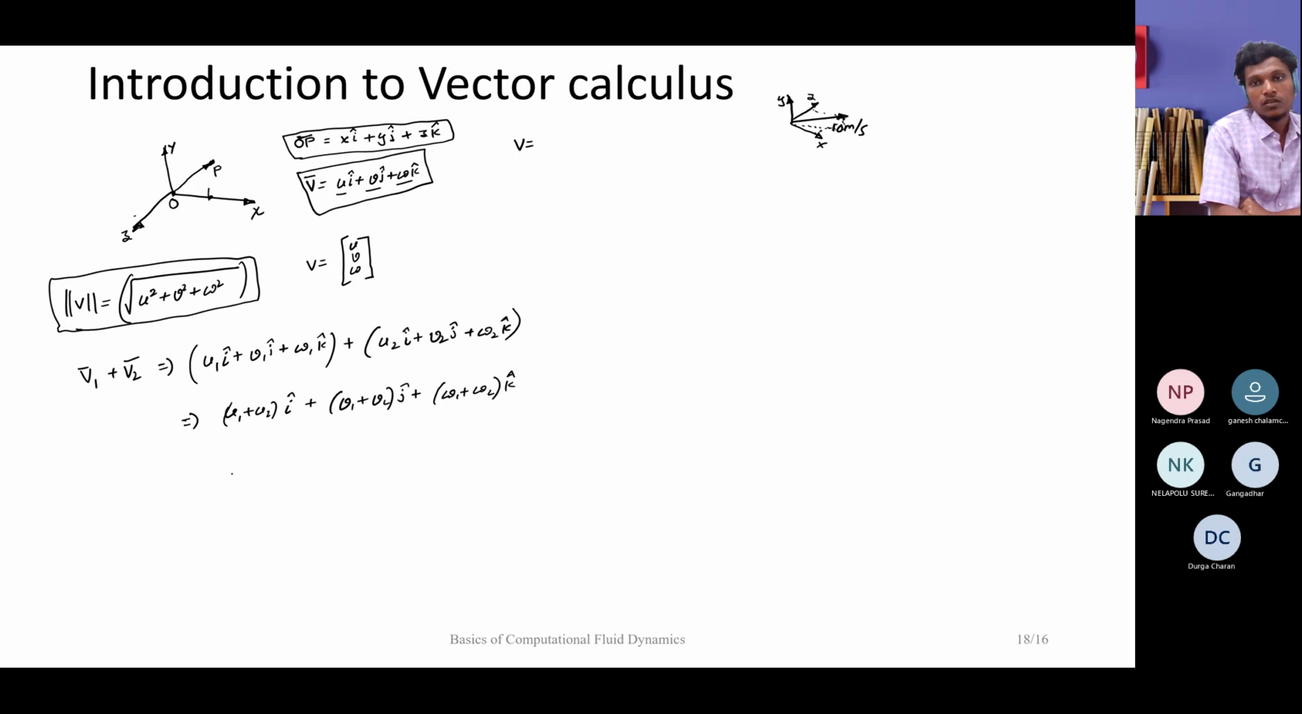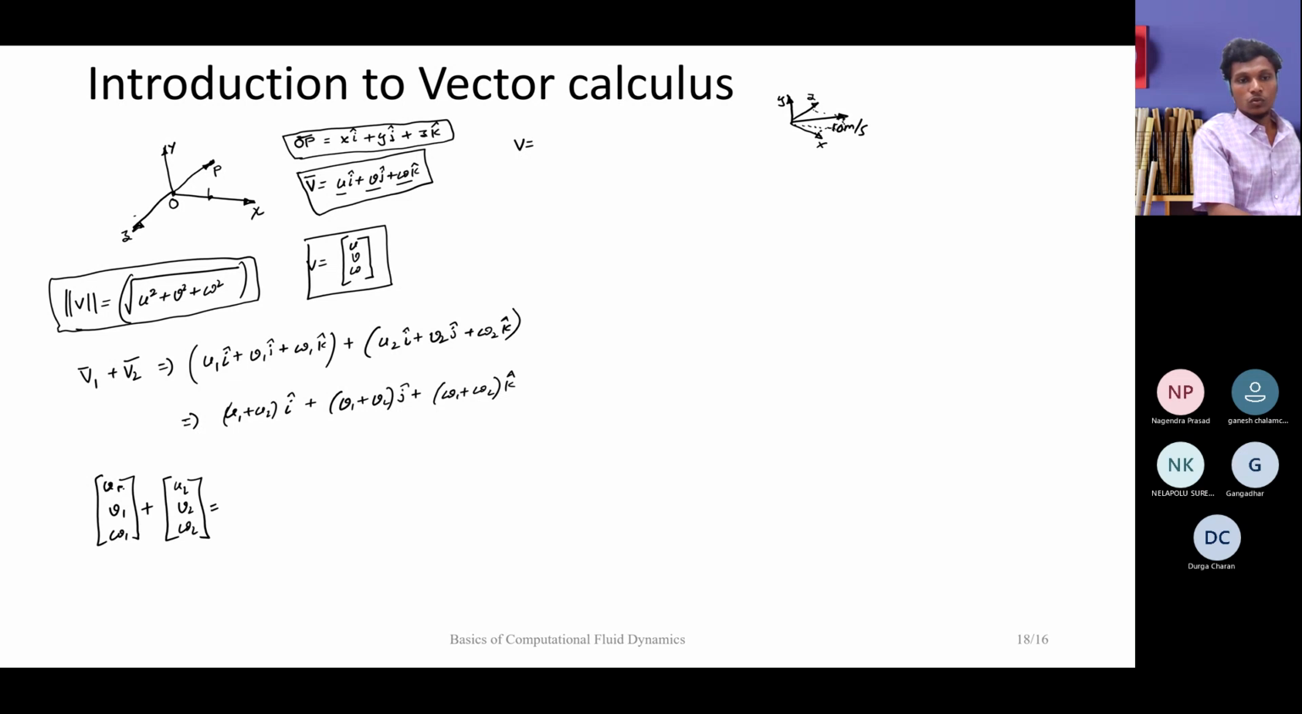It is valid for velocity, and for any vector. So these are common properties of a vector that you had already seen in your basics of engineering mathematics, which we are just revisiting here. In the same way, if you have two vectors and you write them in matrix form, this is u1, v1, w1, and you can represent the other as u2, v2, w2.